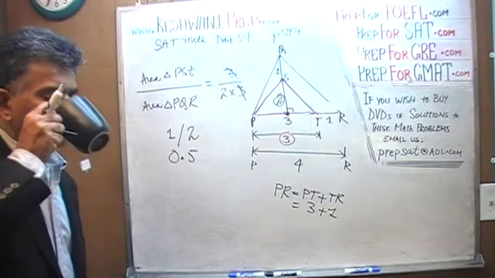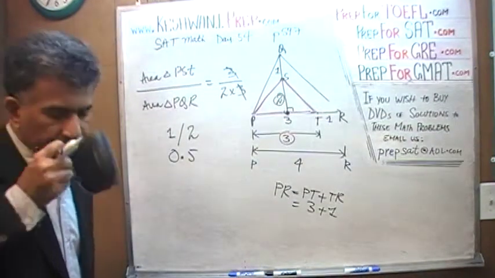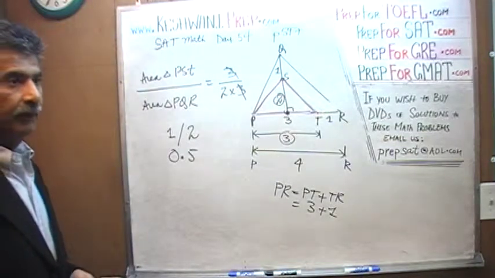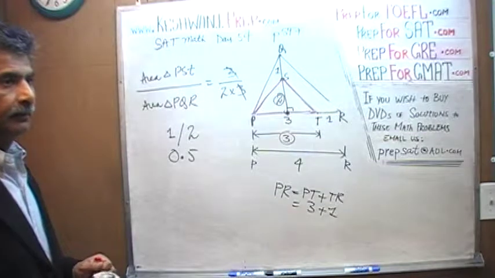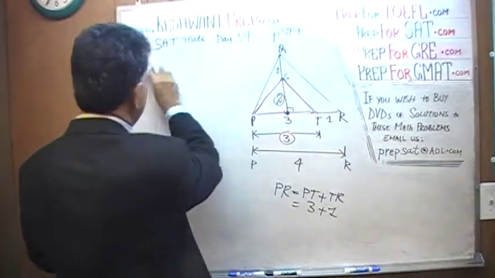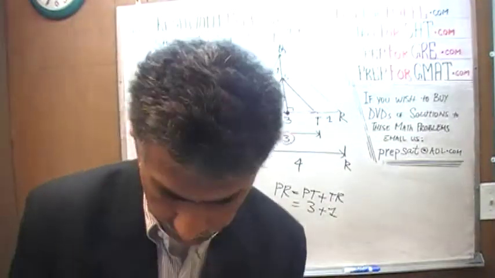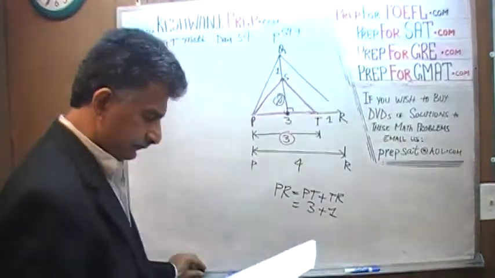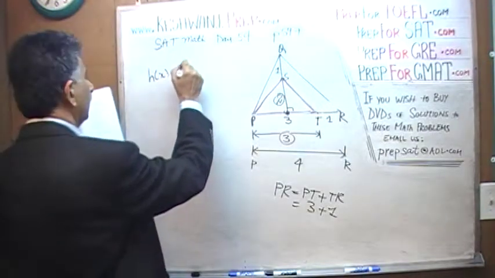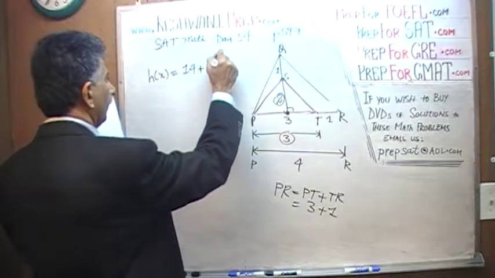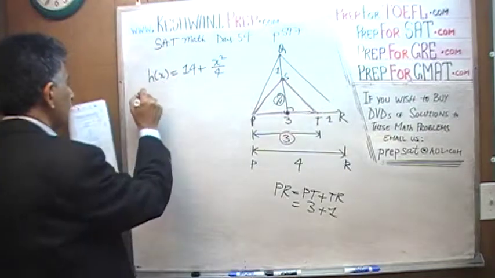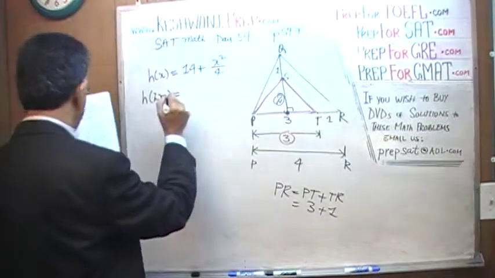Number 16. Let's see what they ask in number 16. I'll give you a second. In number 16, they're giving us a function which looks something like this. h of x, we are told, equals 14 plus x squared over 4. We are told that h of 2m equals 9m.